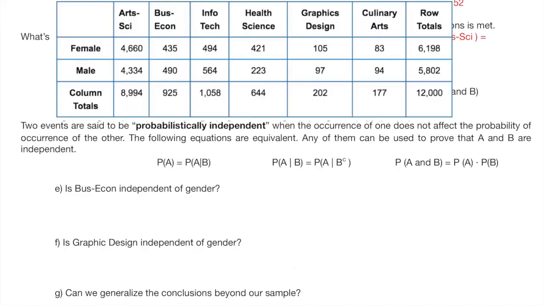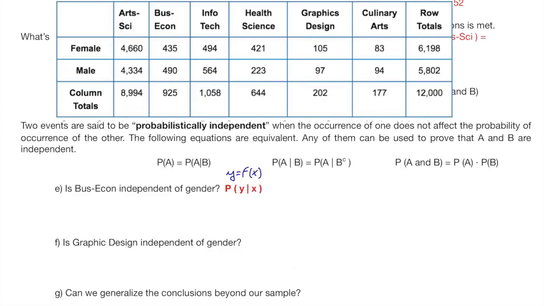For example, question E. Is business economy independent of gender? In a question like this, you want to use the second equation to test independence because it's easier to understand what you are doing. You remember that the purpose of a regression line was expressing the y as a function of the different values of the x. Here we do something similar. We want to get the probability of certain y as a function of the different given values of x.